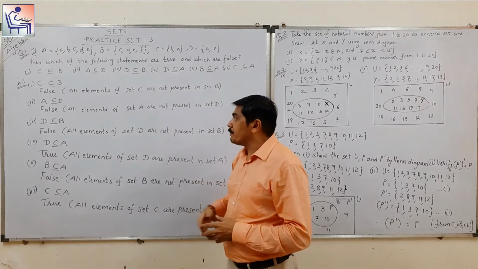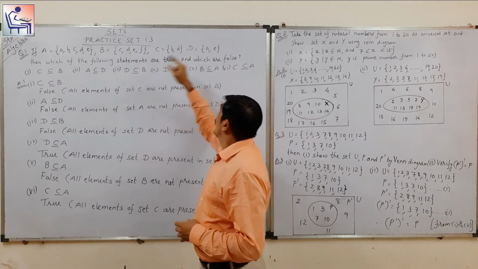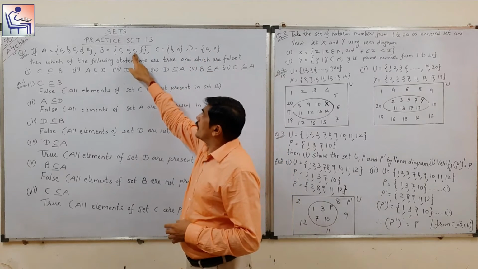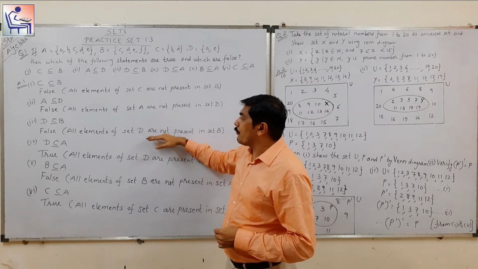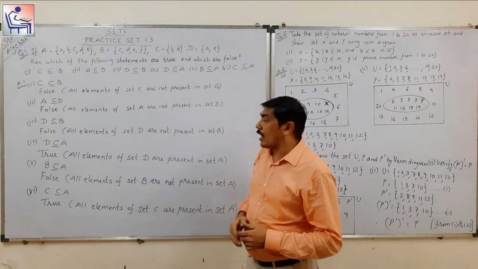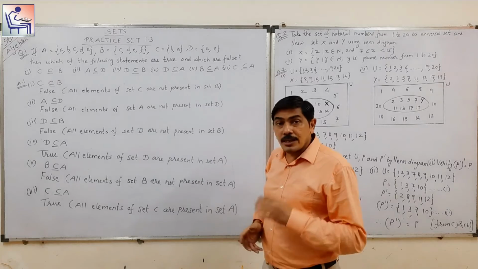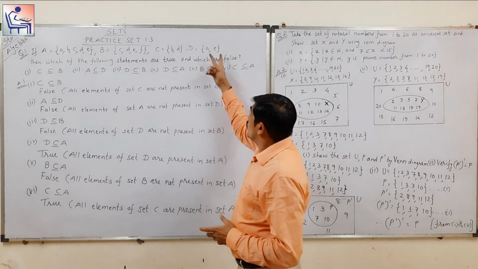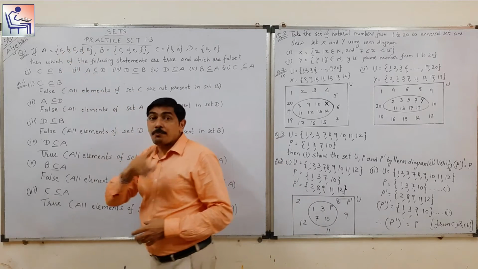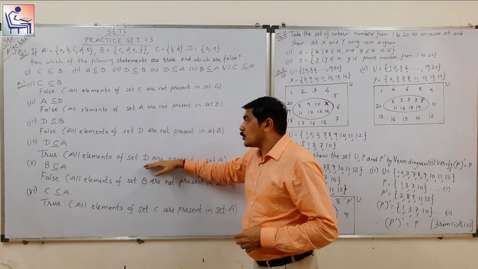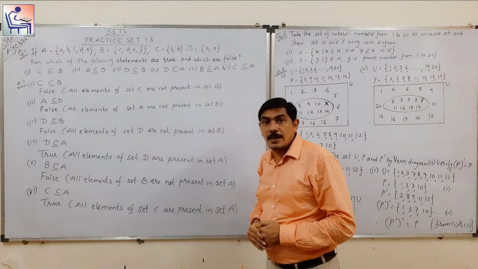Now the third statement, D is a subset of B. So A, E. Here we are getting E but we are not getting A, and so that's why this is also false. All elements of set D are not present in set B. Now fourth one, D is a subset of A. So D के elements हैं A, E and here A, E are present. So it's true, that is correct. All elements of set D are present in set A.